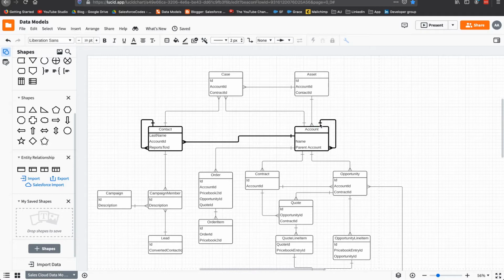Then account has a self relation. Basically you can establish a hierarchy of accounts. This is useful when you are trying to define a hierarchy of accounts. Say there is a parent company and this company has many subsidiaries, so you will be creating multiple accounts for each subsidiary and parent, and then in the subsidiary accounts you will be pointing the parent account lookup to the parent account ID or parent company ID.